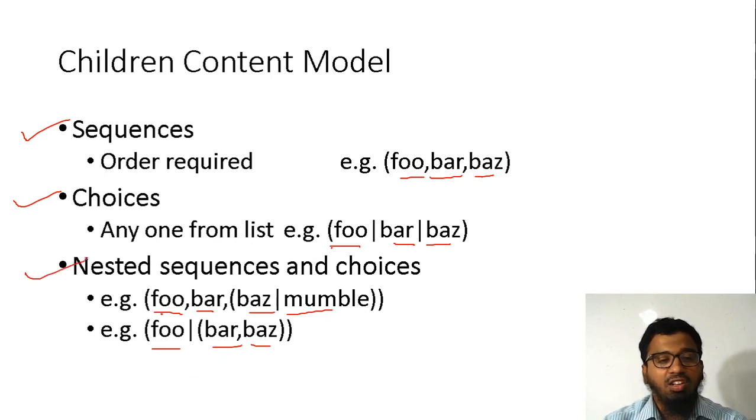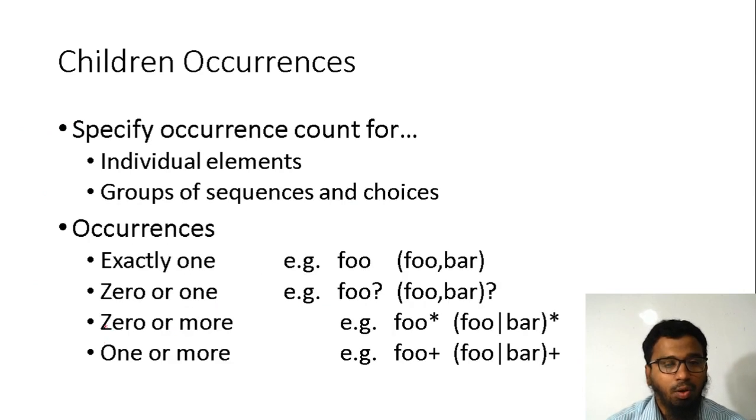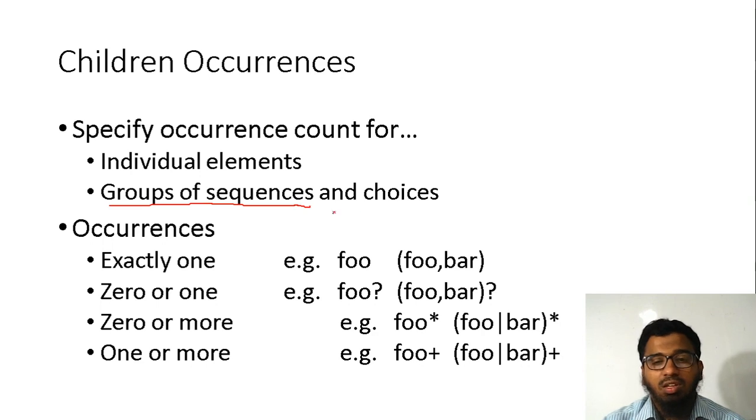So this is the content model of children. Okay, child occurrence: how the occurrence will be there. A specific occurrence count for individual elements and groups of sequence and choice. So what is the occurrence? Exactly one. Exactly one means in these two, any one of these. So you need to write only any one of the things from the given data.